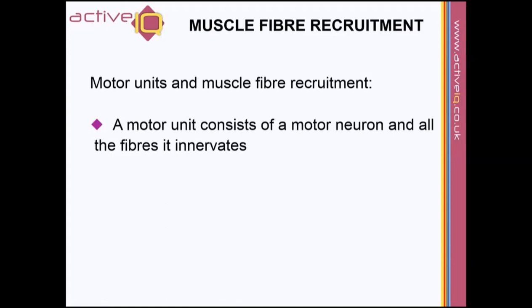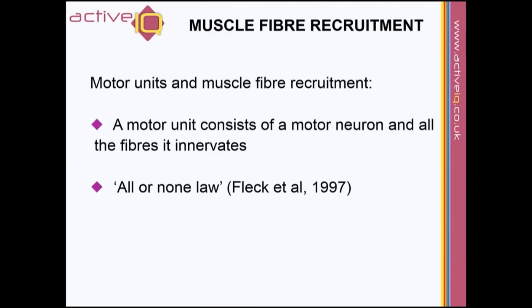We're looking at muscle fibre recruitment now. So this is motor units and muscle fibre recruitment. An actual motor unit consists of a motor neuron and all the fibres it innervates. So this is one electrical impulse which controls a number of muscle fibres in one bunch, if you like.